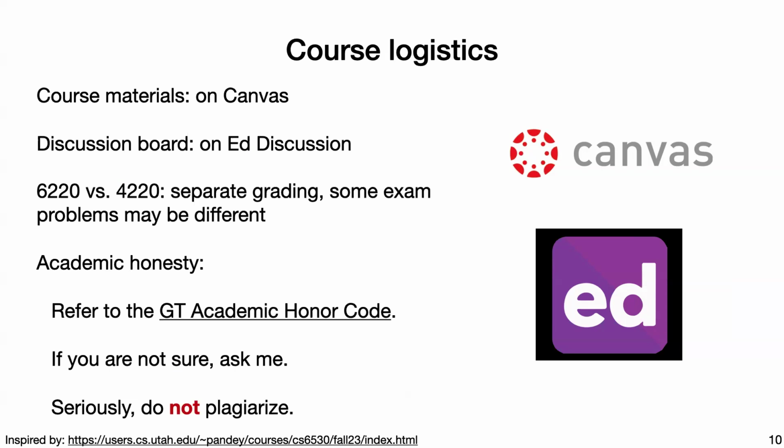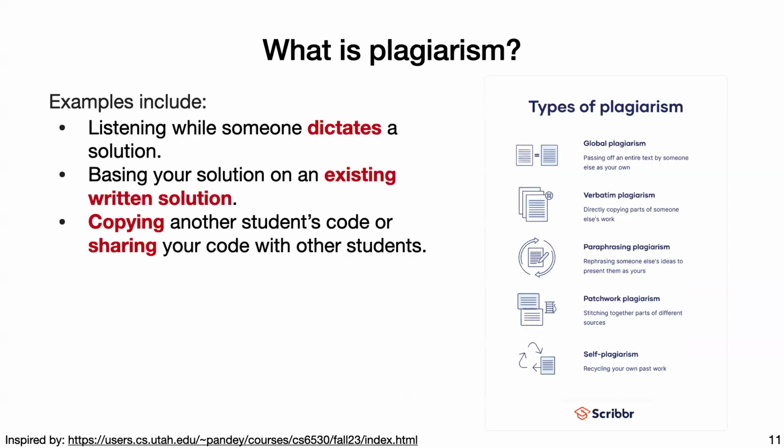Academic honesty. Here's a link. I will talk more about it. So what is plagiarism? Some examples: listening while somebody else tells you the solution directly, basing your solution on an existing written solution, or copying your code or sharing your code directly with other students.